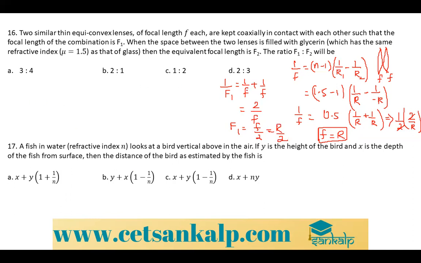Now the second case: the two lenses have glycerin placed between them. So we get three focal lengths. The combination is 1 by f2 is equal to 1 by f plus 1 by f plus 1 by f dash, correct? Now we have to find f dash.